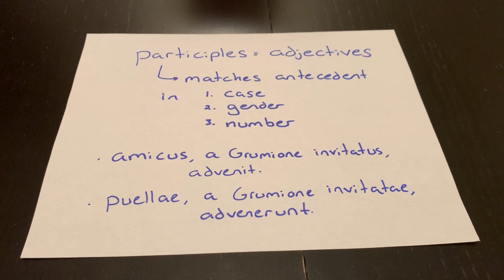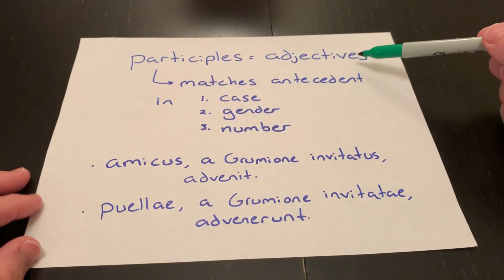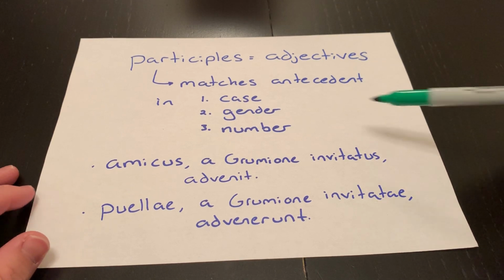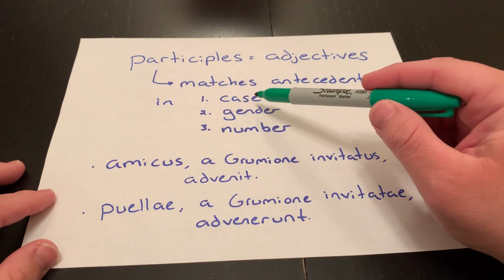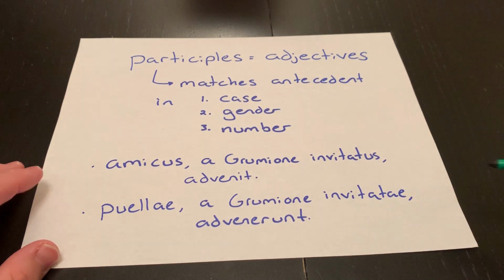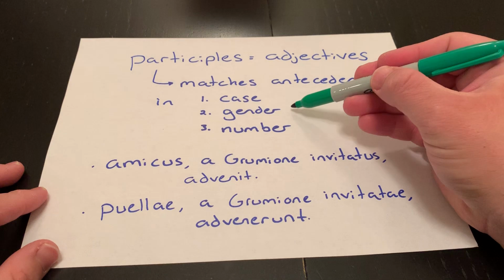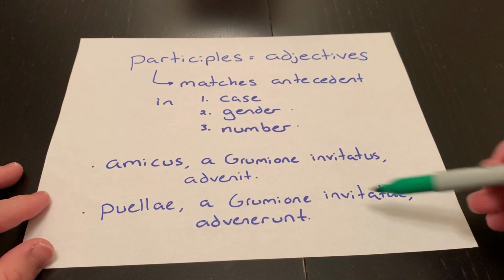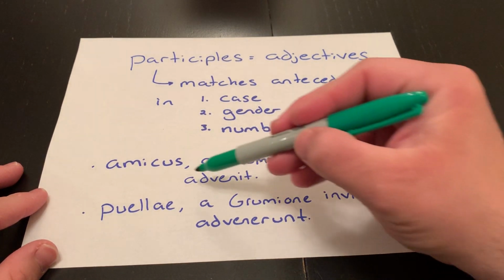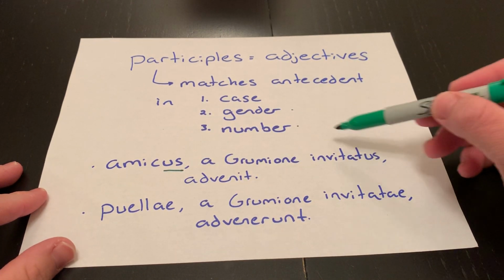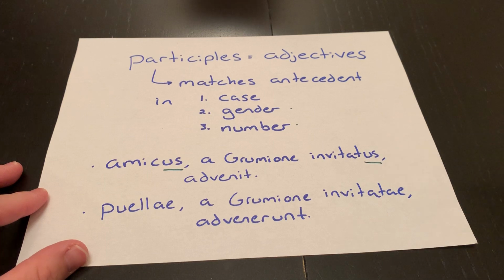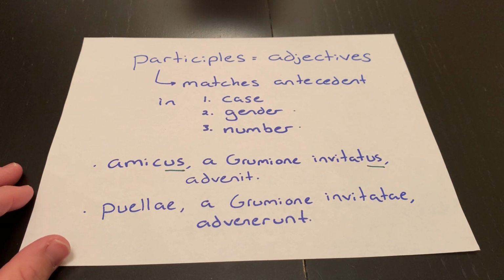In this video, I'm going to finish our discussion of passive participles. So remember that participles are adjectives, which means that participles match the antecedent in case, gender, and number. So we saw gender and number in the previous videos. That's how we got examples like this. That if our antecedent is amicus, masculine singular, then our participle needs to be amicus, masculine singular as well.